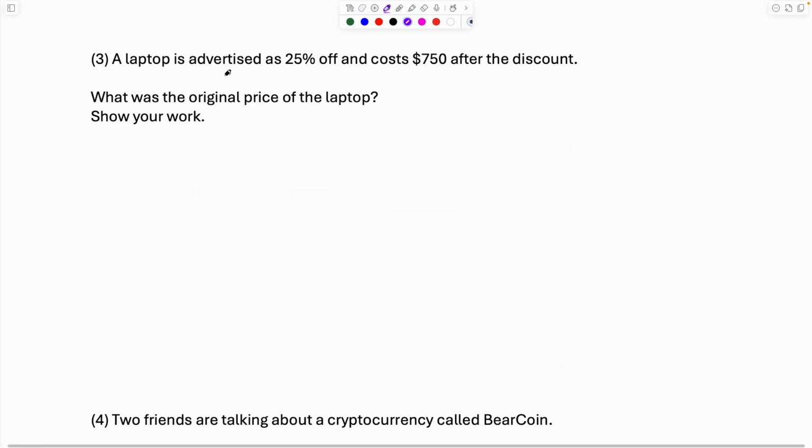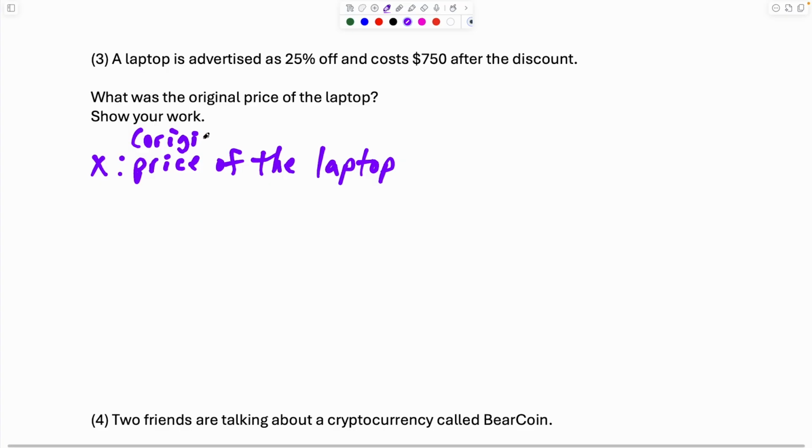Question 3, a laptop is advertised as 25% off and costs $750 after the discount. What was the original price of the laptop? And we have to show our work. So for this one, there's a few different ways we could approach this. But what we could do is we could say, let X be the price of the laptop. Okay, so this is the price of the laptop. And I'll say that this is the original price, so that it's clear that we're not talking about after the discount. So the original price is X.